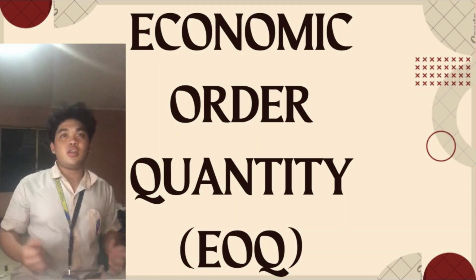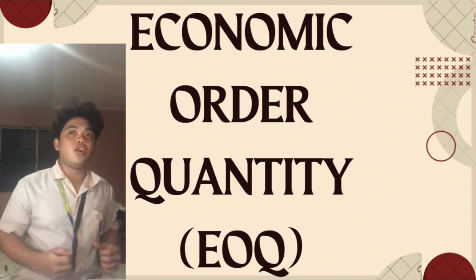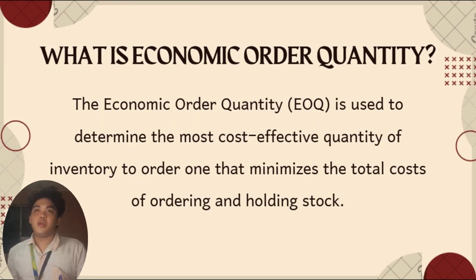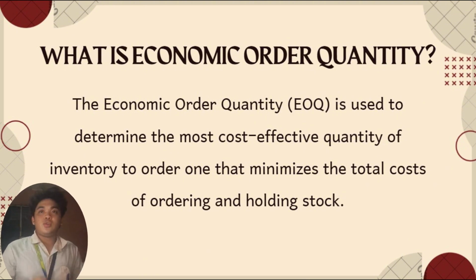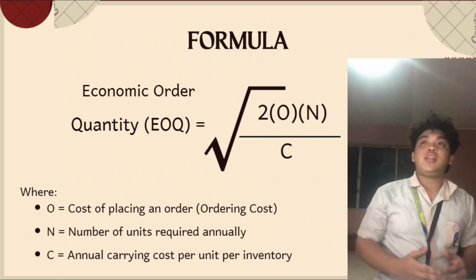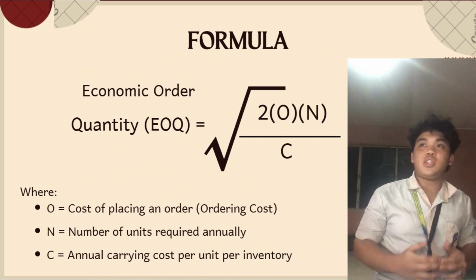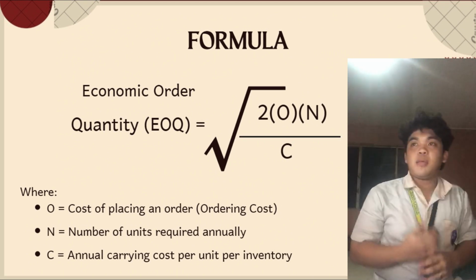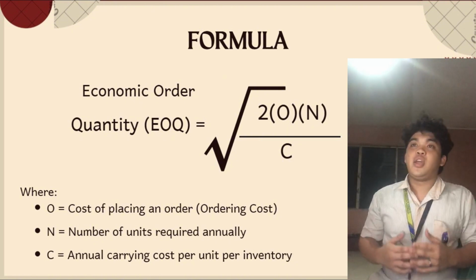So moving on, let's tackle economic order quantity. So what is economic order quantity? The economic order quantity, or EOQ, is used to determine the most cost-effective quantity of inventory to order, one that minimizes the total cost of ordering and holding stock. So the formula for getting the economic order quantity is the square root of 2 times ordering cost times number of units divided by carrying cost.